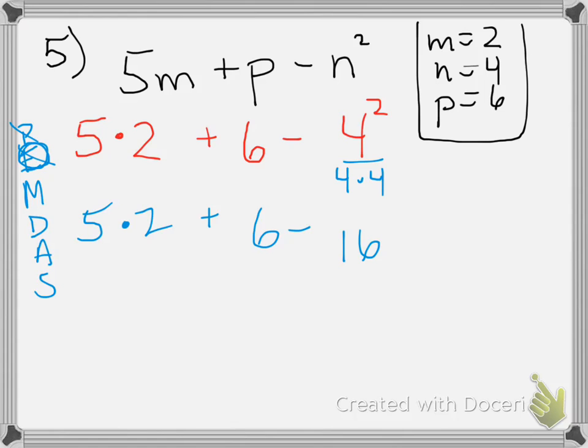Next, we're done with the exponents, and next is multiplication. And I look, is there multiplication? Yes. So we're going to do the 5 times 2, which is 10. I'm going to rewrite the whole thing.